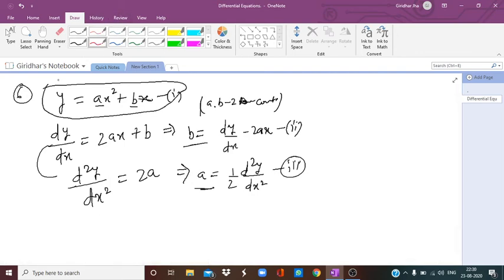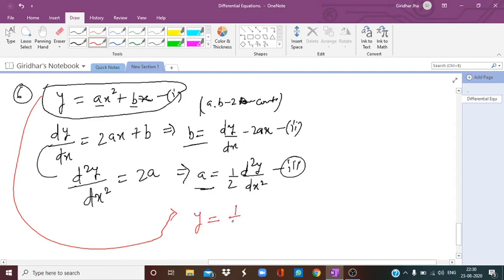So finally, look at this. y equals a, which is 1 by 2 d2y by dx square, into x square, plus b. What do we put in place of b? dy by dx minus 2ax. Look at this, you have to be a little careful here. What is the value of b? It is dy by dx minus 2ax, so the value of a has to be put there again. So dy by dx minus 2 into x into, in place of a, again what do you put? 1 by 2 into d2y by dx square. Fine.